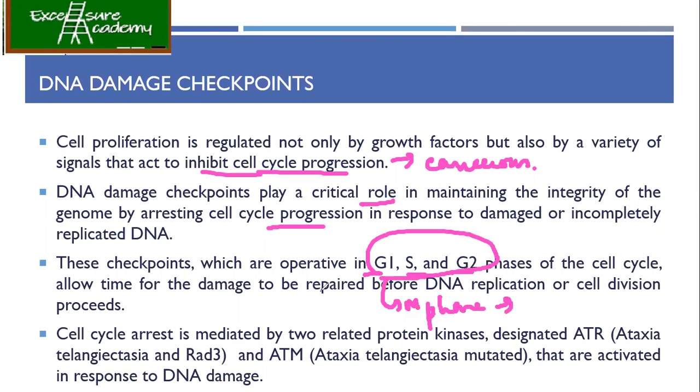Now, let us say that there is a DNA damage. At that time your cell cycle arrest is mediated by two protein kinases. Again, remember, I always said that in the cell cycle, all the proteins which we are going to study are kinases, okay? These are known as ATR and ATM. The full forms are ataxia telangiectasia and Rad3-related, and ataxia telangiectasia mutated. They get activated whenever a DNA damage response is detected. So the two proteins getting activated are ATR and ATM.